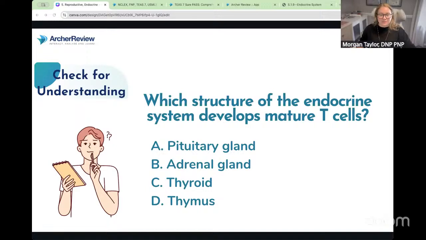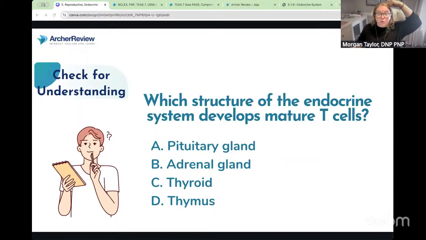Mm-hmm. Absolutely. D, the thymus. T for T cell, T for thymus. The thyroid makes the thyroid hormone, which is our metabolism, our gas in the car. It helps give us energy. The adrenal glands are the glands that sit on top of the kidneys like hats, and they release cortisol, norepinephrine, epinephrine, our stress hormones. They make us go. The pituitary gland is that master endocrine gland up in the brain, right?